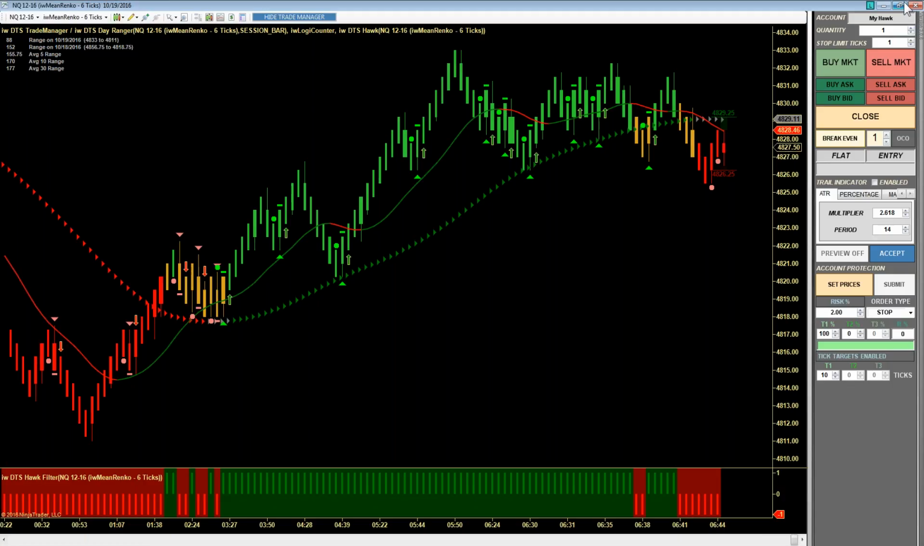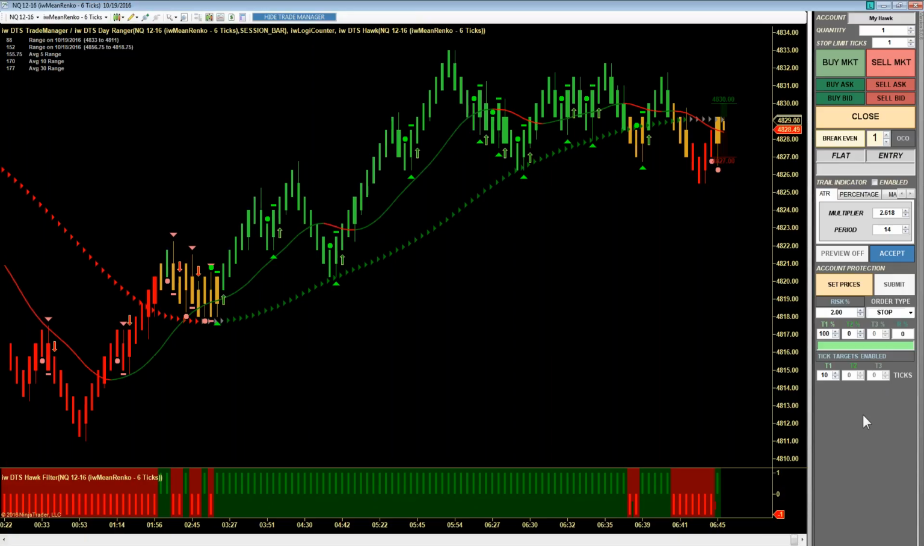All right, doesn't look like I'm going to get a signal just yet, so I'm going to take a moment and explain this fancy tool here on the right-hand side. This piece of software is called the Trade Manager. And no word of a lie, it's probably the most important piece of trading software you can own because it does two things for you.